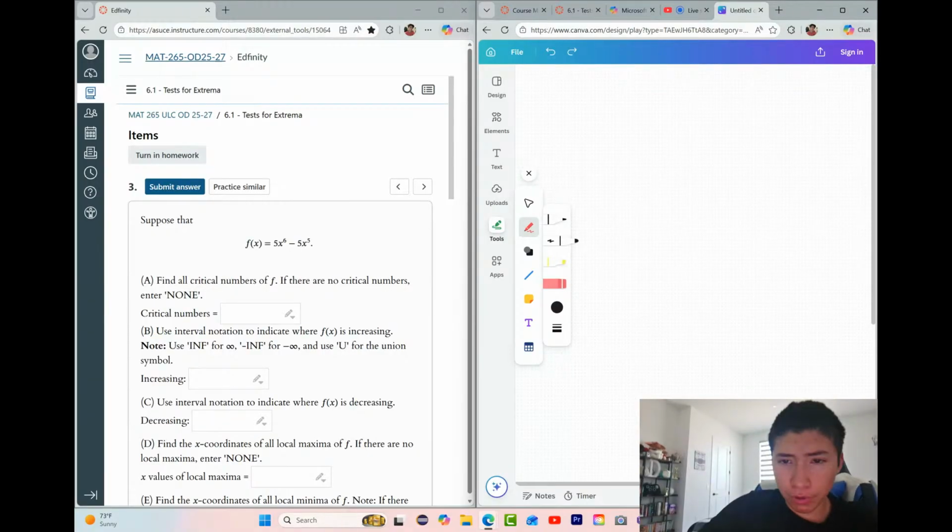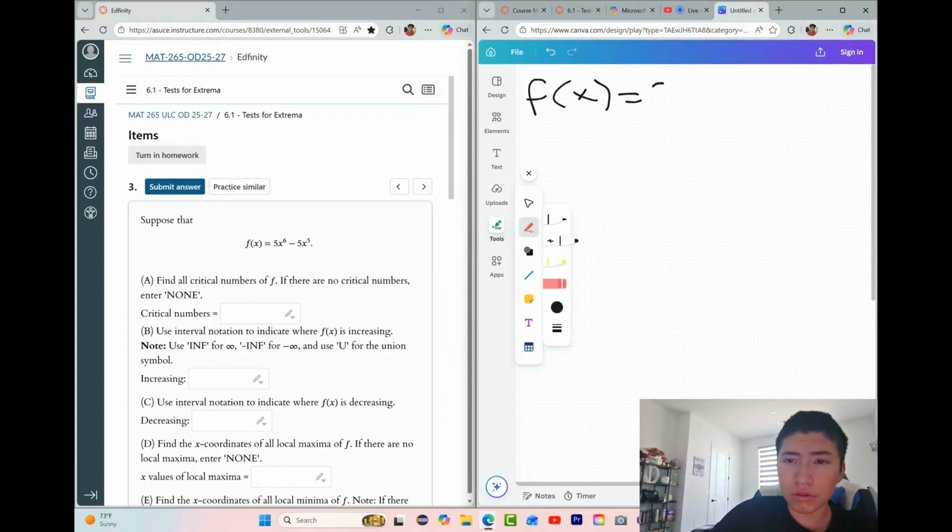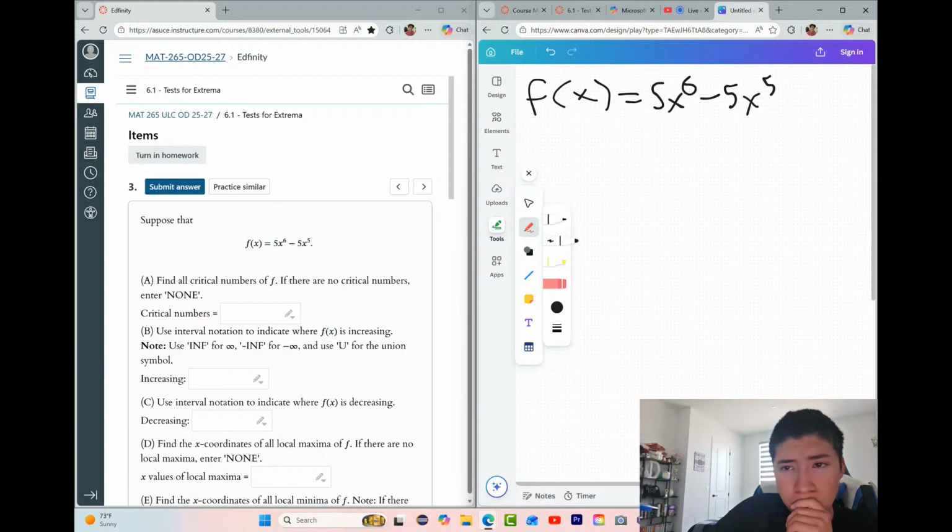So we have, suppose that f of x equals 5x to the power of 6 minus 5x to the power of 5. Find all critical numbers of f.